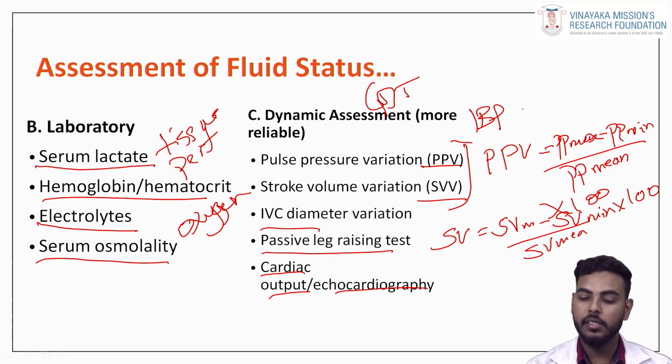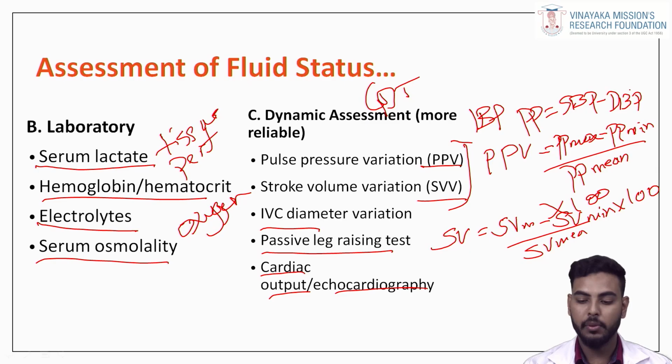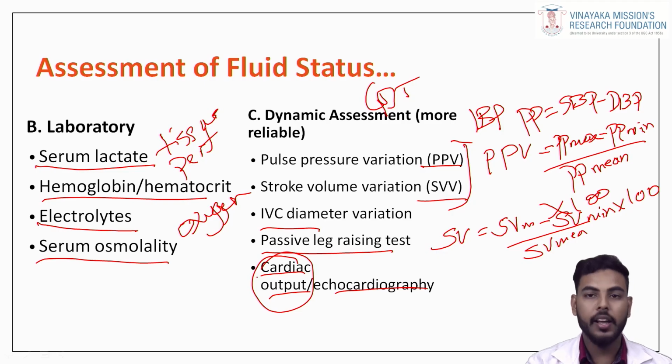So pulse pressure, that is PP, is the difference between SBP minus DBP. Then they will be measuring this pulse pressure variation and stroke volume variation. So these will be measured in the cardiac output monitor. So only here we have mentioned the cardiac output.